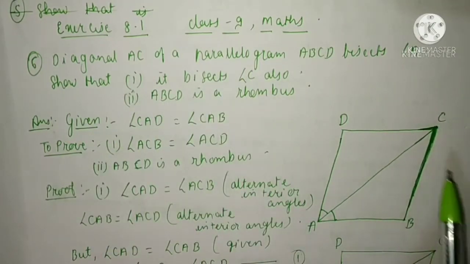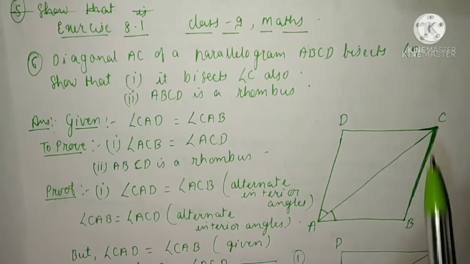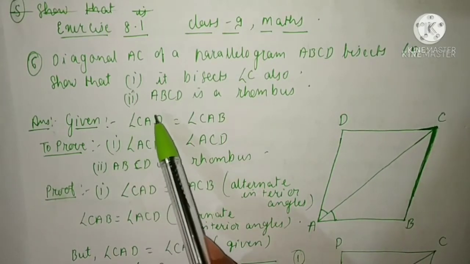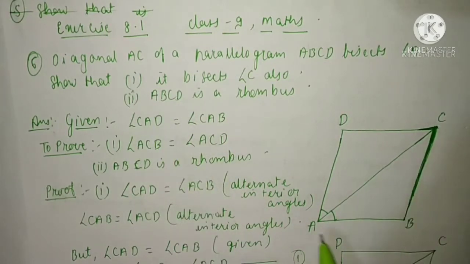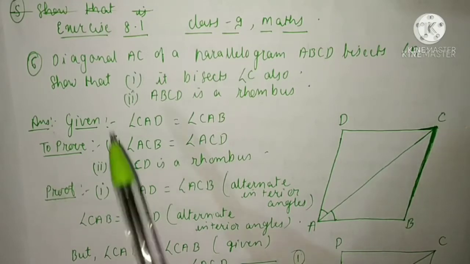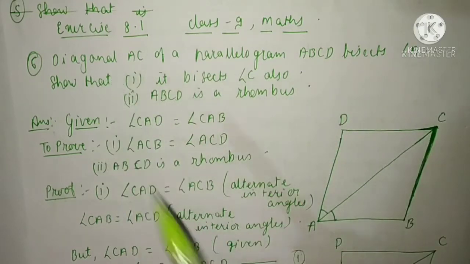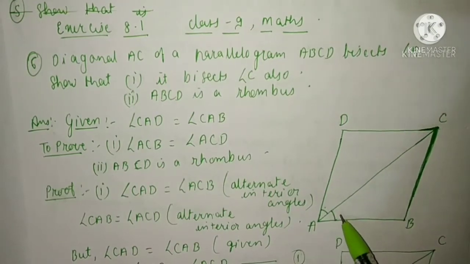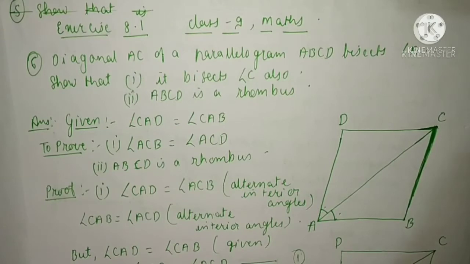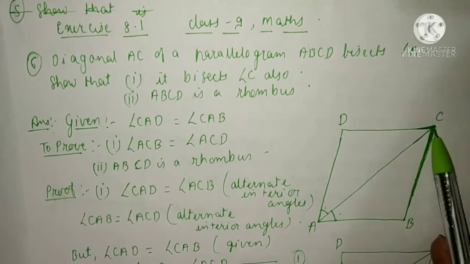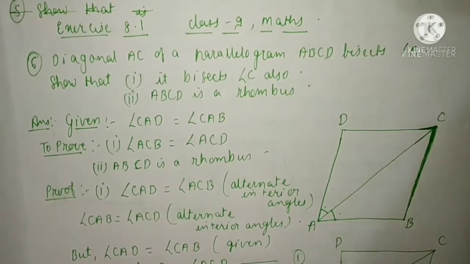We have to show that it bisects this angle C also, and then second part we have to prove that ABCD is also a rhombus. Okay, so first of all we will write what is given to us. It is given to us that diagonal AC bisects angle A. That means this angle will be equal to this angle. So in given we will write angle CAD is equals to angle CAB.